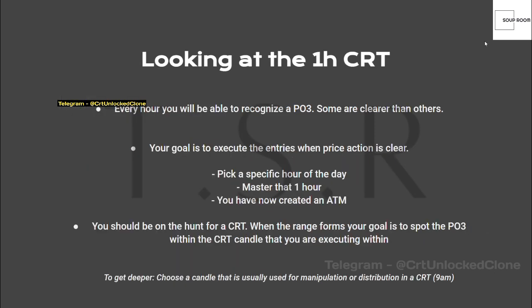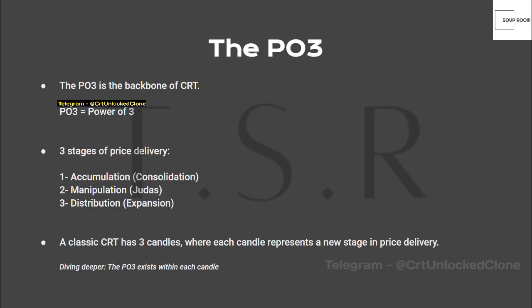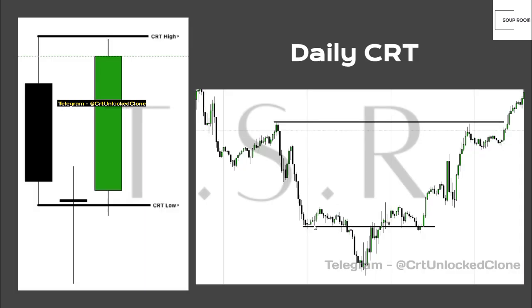Looking at the 1 hour CRT, the basis of the 9 a.m. CRT model. Every hour you will be able to recognize a power of 3. Some are clearer than others. Your goal is to execute the entries when price action is clear to you. Sometimes you will not be able to recognize the power of 3. For example, right here, you might be wondering where exactly is accumulation, where is manipulation, and where is distribution.